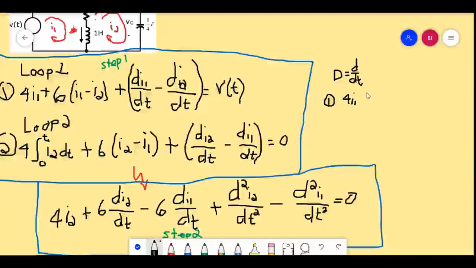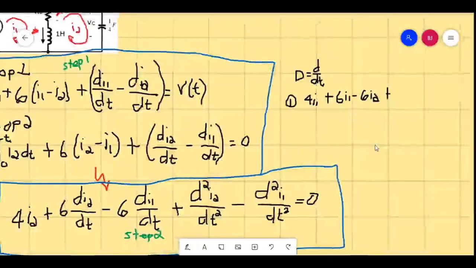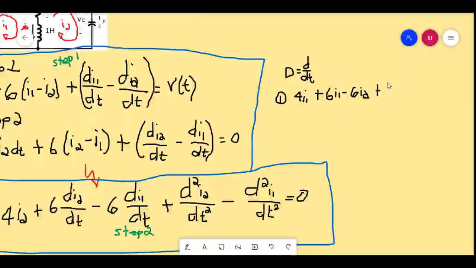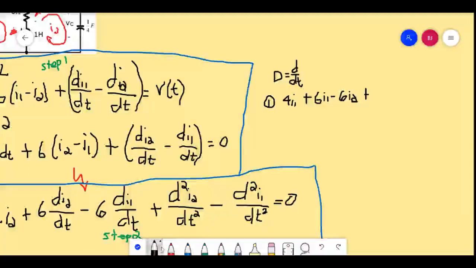So the first equation, so we have 4 I1 plus 6 I1 minus 6 I2 plus, this is the number 2. Then we have di1 over dt, so that would be a big, oops, I'll replace this with a big letter D, I1, minus, we'll replace d over dt with a big letter D as well, and then we have I2, equal to v of t.